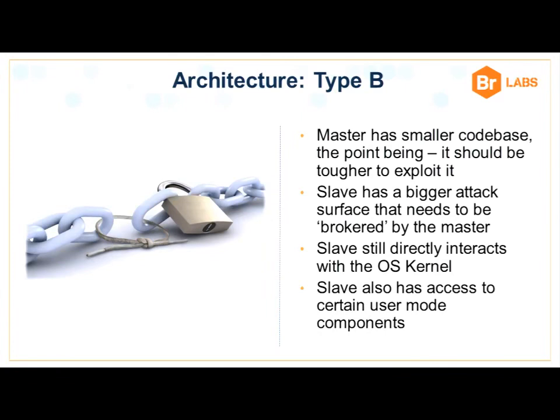But the problem here is that the slave still has to directly interact with the kernel, right? So if my kernel got compromised, or if I have a kernel vulnerability, I could possibly break out of the master and completely bypass the master. And this is an architectural limitation, right? Also the slave, which we found later in our research, also has access to some user mode components, which is one more attack surface, which we will exploit in a bit.